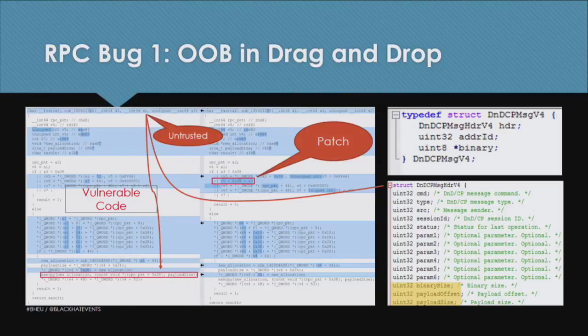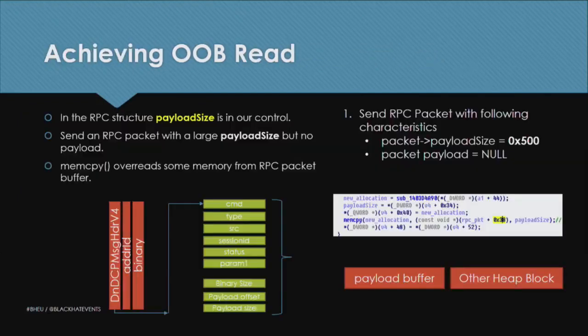We saw that if we can play with some of these highlighted structure members, we can do some interesting stuff using this vulnerability. After doing some analysis, we saw that we can achieve an out of bound read using that bug. To achieve an out of bound read condition, we have to send an RPC packet with the following characteristics. First, we set the packet payload size to maybe 500 bytes, and we do not put any payload into it.